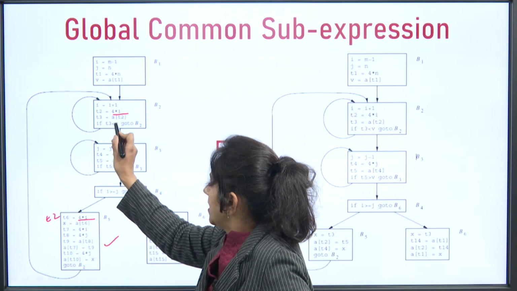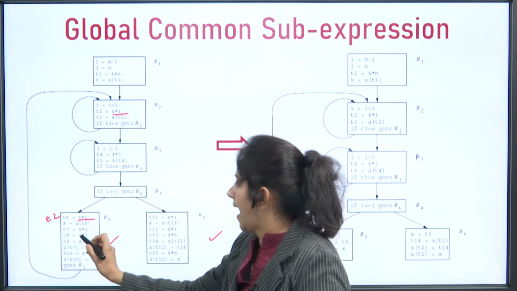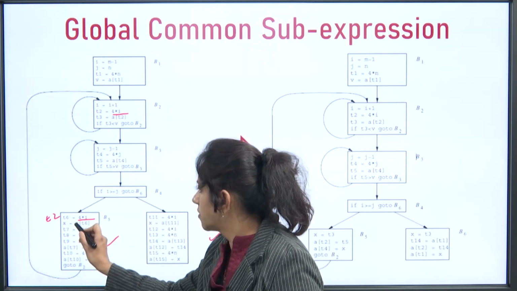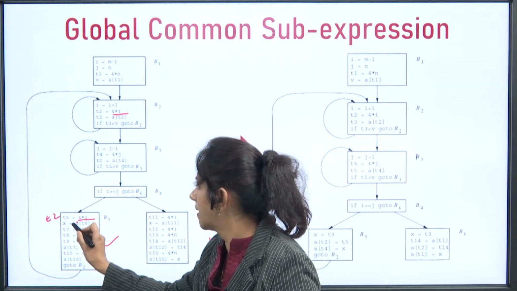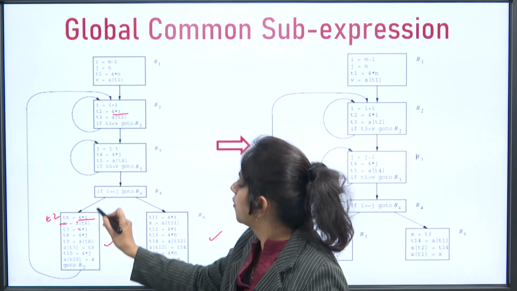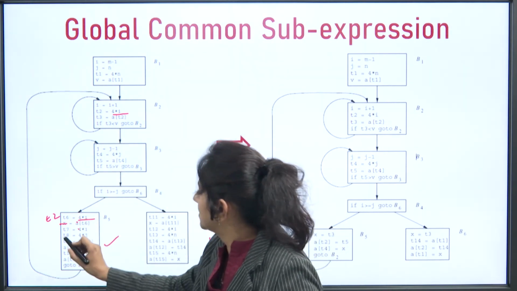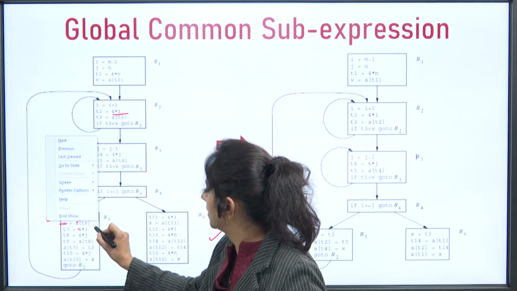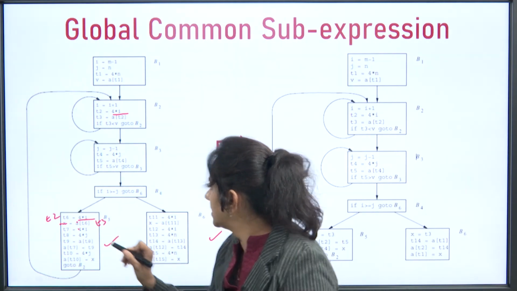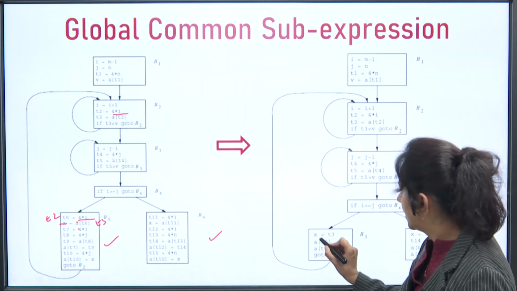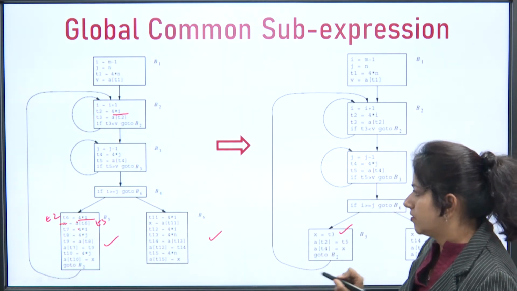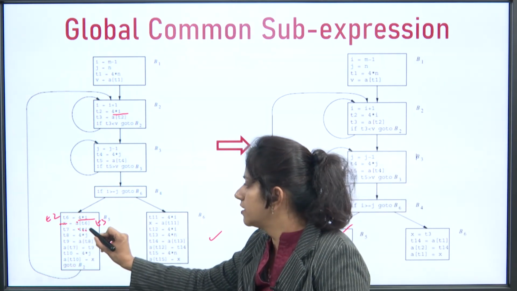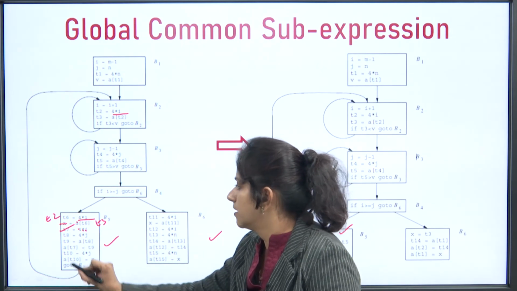Now see, T3 is equal to A at T2, and this is x is equal to A at T6. So there is no need to compute this again. X is nothing but T3 only, right. So what we are doing here is directly writing x is equal to T3, and we can eliminate this computation. Similarly, T7 is 4 into I, we can eliminate it.